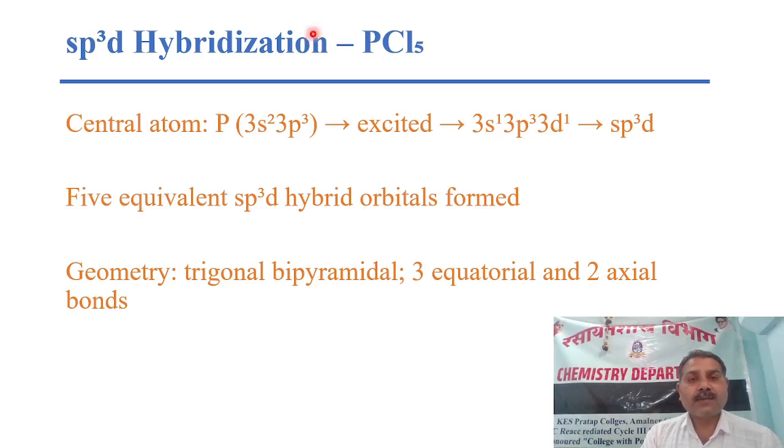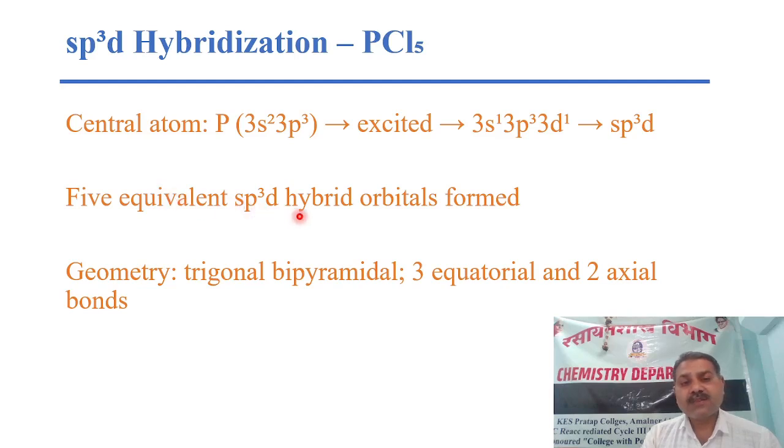Example of sp3d hybridization, we will take the example of PCl5. In case of PCl5, phosphorus atom is the central atom, so its valence electronic configuration is 3s2 3p3. There are 5 electrons in the valence shell. In the excited state, this gives 5 unpaired electrons, 1 in s orbital, 3 in p orbital, and 1 in d orbital. So one of the paired electrons in the s orbital gets shifted to a higher energy orbital, that is 3d orbital. So we get 5 unpaired electrons with 5 orbitals, and the resultant hybridization is sp3d hybridization.